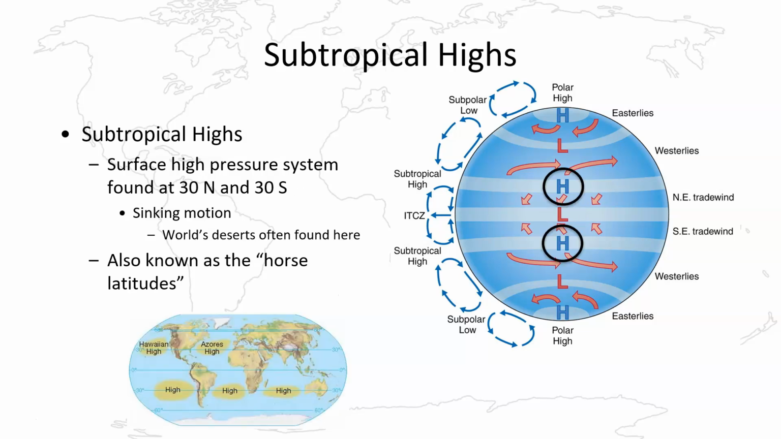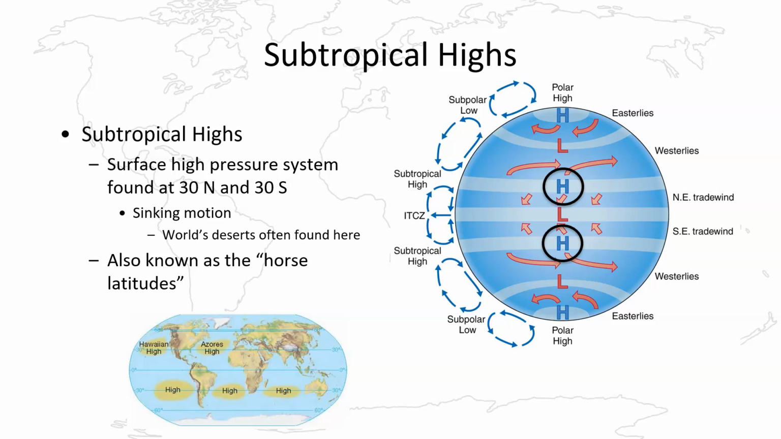The next pressure system is the subtropical highs. These are surface high pressure systems found at 30 degrees north and 30 degrees south. Because it's a surface high pressure system, it's associated with sinking motion. And when you have sinking motion, based on what we talked about in parcel theory, you're not going to get any clouds or precipitation. So some of the driest places on Earth are actually found at these latitudes.